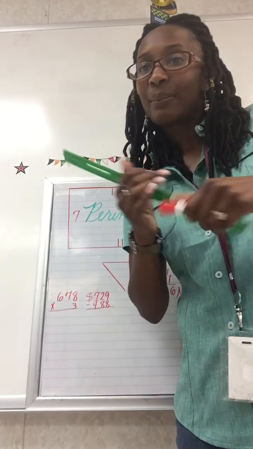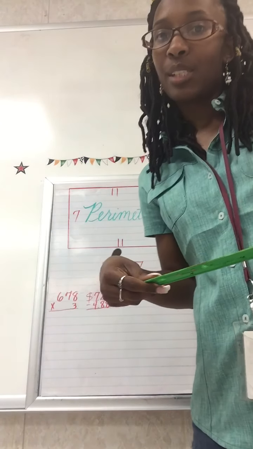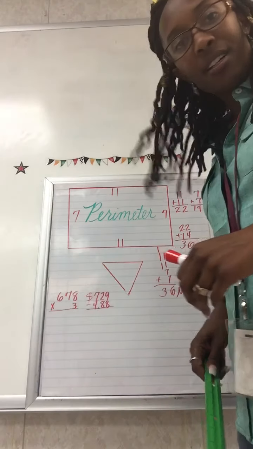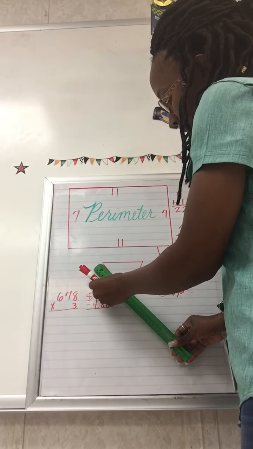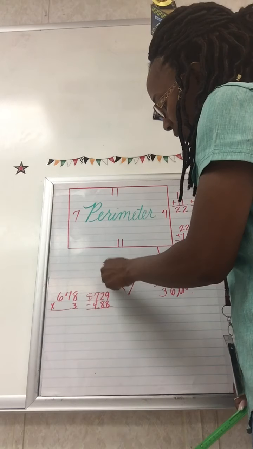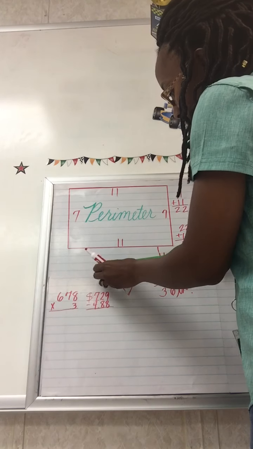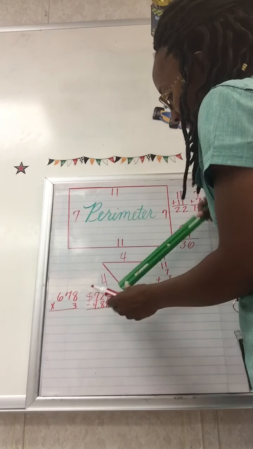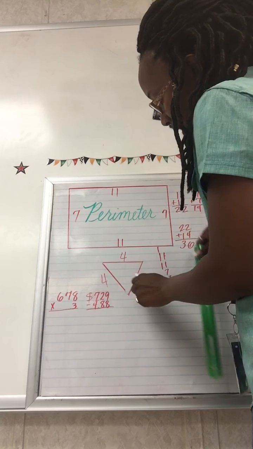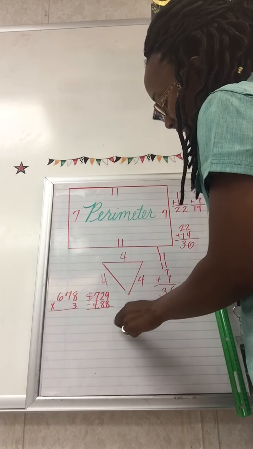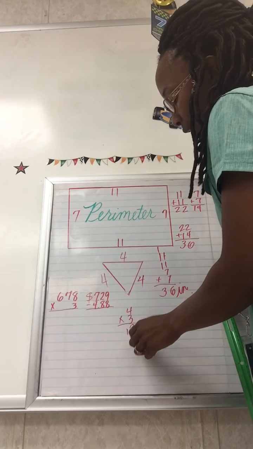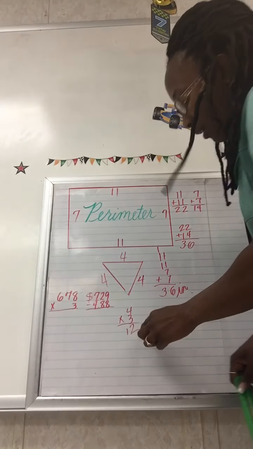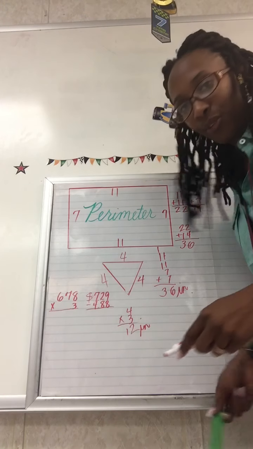Great job, class. And last but certainly not least, we want to take a look here at our triangle. Let's measure it. Looks like we've got 4 inches here and 4 inches here. And last but not least, 4 inches here. So we would take 4 times 3 because there are 1, 2, 3 groups of 4. And we know 4 times 3 is 12. So that would be 12 inches for our perimeter.